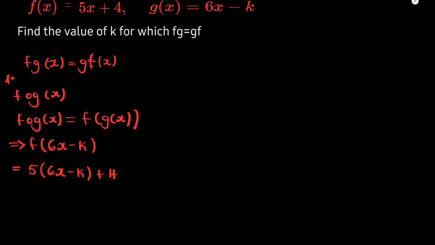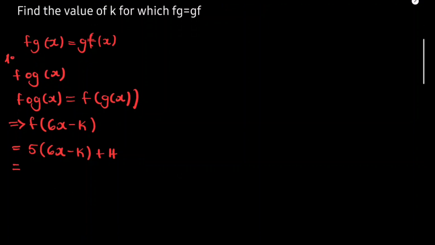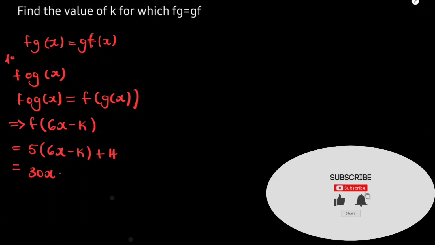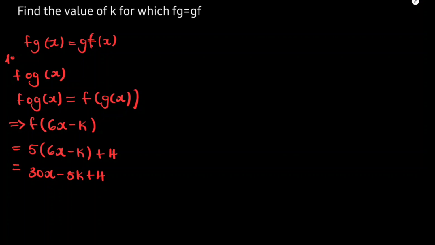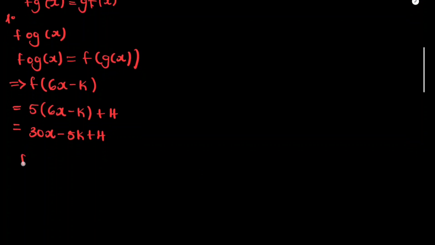Okay, so now we are going to open our brackets. We are going to expand this. So we are going to have 5 times 6x, that is 30x, and then 5 times k, that's minus 5k, plus 4. I told you it's not difficult. So this is f of g of x, which is simply equal to 30x minus 5k plus 4. Here we do not have any like terms, so we cannot simplify anything. We will just leave it like that.